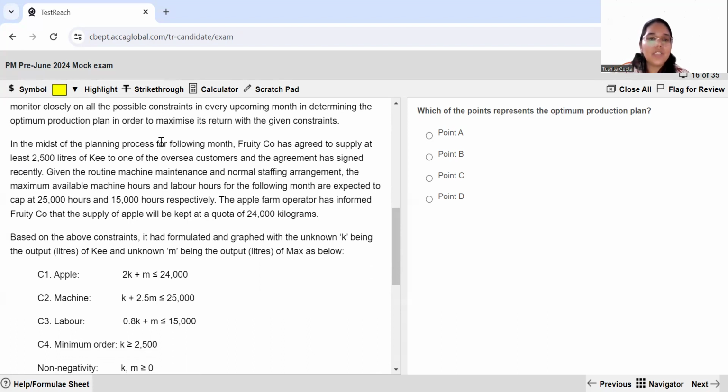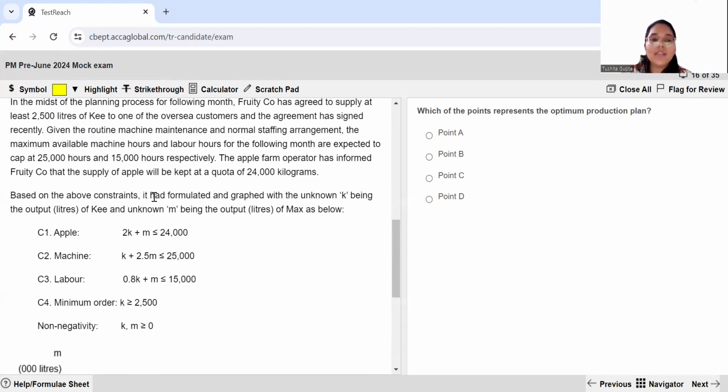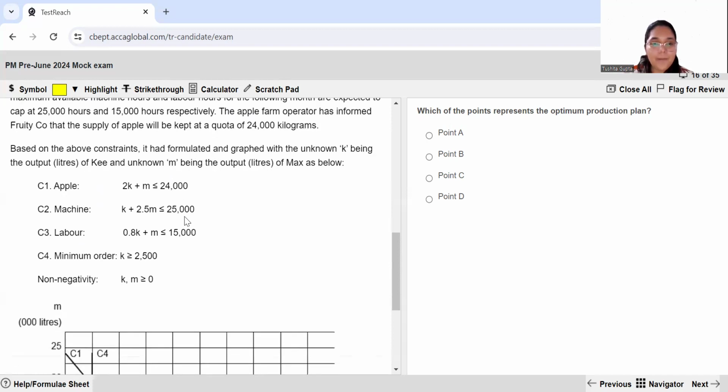Given the routine machine maintenance and normal staffing arrangement, the maximum available machine hours and labor hours for the following month are expected to cap at 25,000 hours and 15,000 hours respectively. The farm operator has informed Fruity Company that the supply of apple will be kept at a quota of 24,000 kilograms. So based on the above constraints, it has formulated a graph with the unknown K being the output liters of Key and unknown M being the output liters of Max.